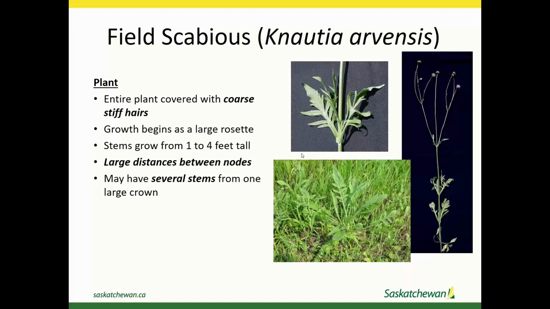It can have several stems that come from one crown, and the crown is at the base of that rosette there. Stems are typically unbranched until you get up into the flowering stage of the plant, where you'll have one set of kind of minimalized leaves, and then it'll branch off into the flowering structure.